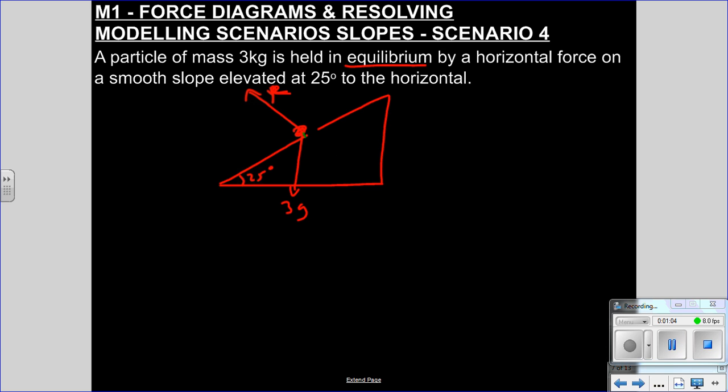Actually, let's not do that yet. Normally I would split my weight into components, but first I just want to get all the forces I know down, and then I can decide what's the smartest move to do.